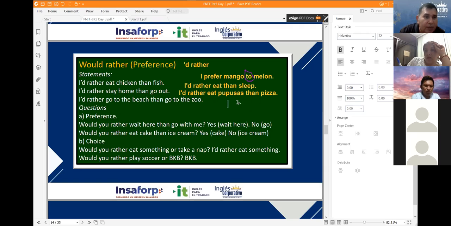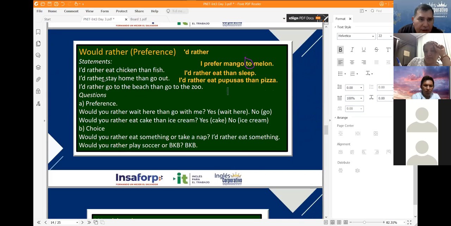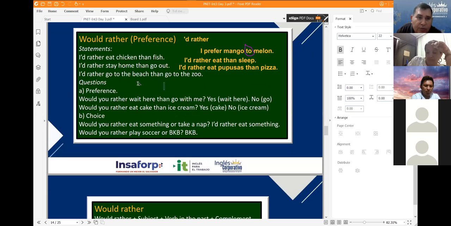Okay, now check over here the examples. We have, I'd rather eat chicken than fish. What's the preferred thing here? The first one, chicken. I like chicken more than I like fish. I'd rather stay home than go out. What's the meaning? I prefer to stay home. I like to stay home better than to go out. I'd rather go to the beach than go to the zoo. What's the meaning? I prefer the beach to the zoo, right?